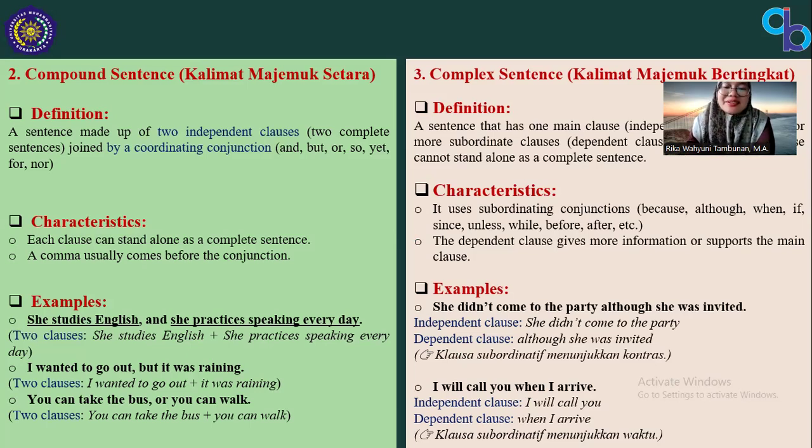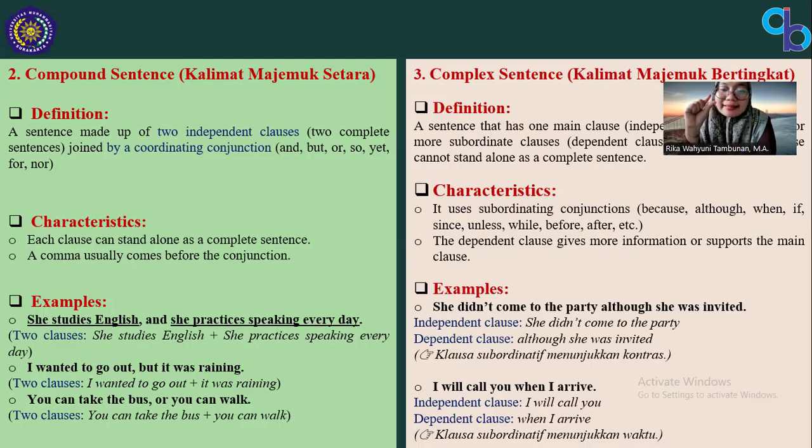Next, we go to complex sentence. Okay, all right, let's make it even more interesting. Complex sentences. Complex, which is more complex. This makes your English sound more natural, like how native speakers talk. The definition of complex sentence.